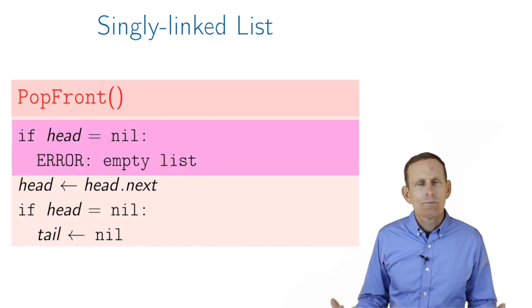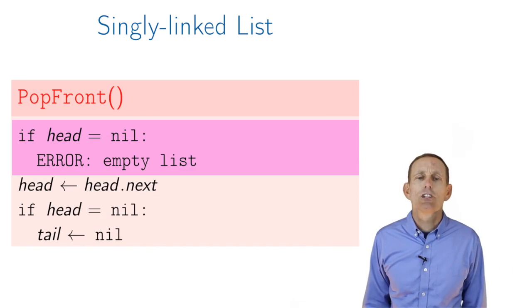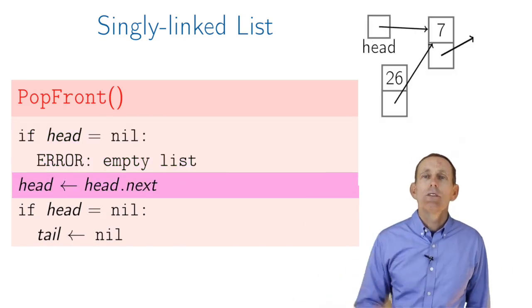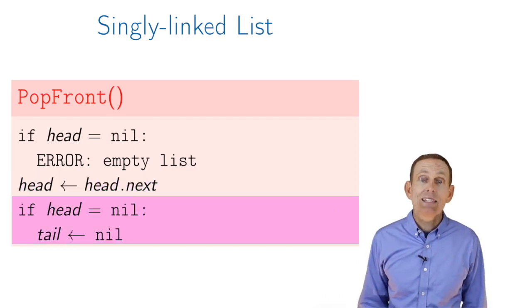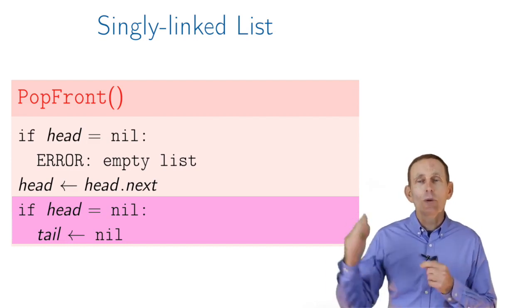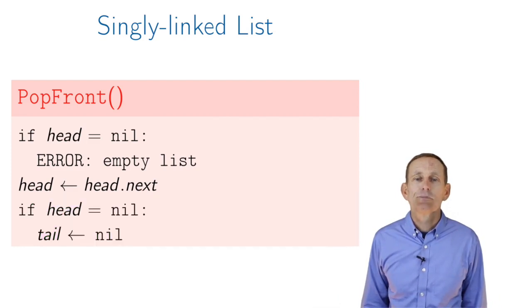Popping the front? Well, if we're asked to pop the front on an empty list, that's an error. So that's the first check we do here. And then we just update the head to point now to the head's next. And just in case there was only one element in the list and now there are no elements, we check if our new head is nil, and if so, update our tail to also be nil.